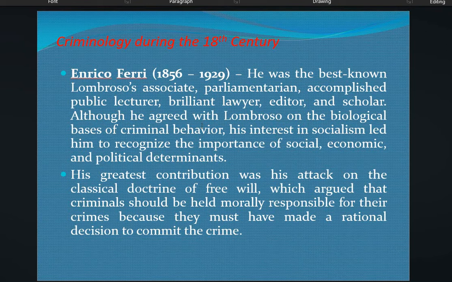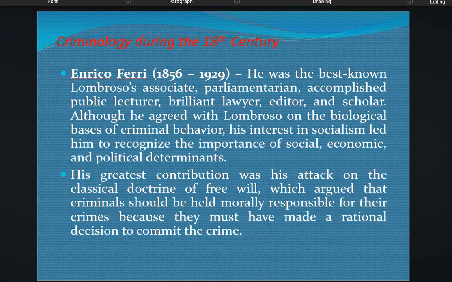Enrico Ferri, he was the best known as Lombroso's associate, parliamentarian, accomplished public lecturer, brilliant lawyer, editor, and scholar. Although he agreed with Lombroso on the biological basis of criminal behavior, his interest in socialism led him to recognize the importance of social, economic, and political determinants. His greatest contribution was his attack on the classical doctrine of free will, which argued that criminals should be held morally responsible for their crimes because they must have made a rational decision to commit the crime.